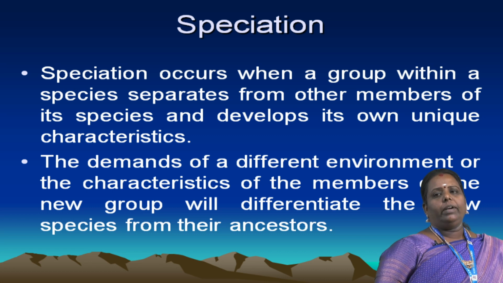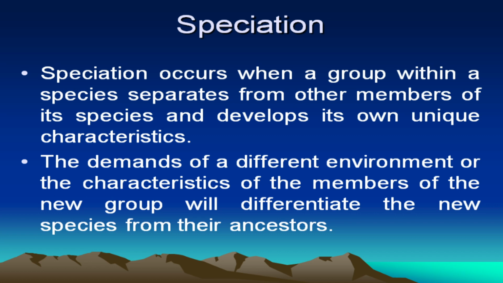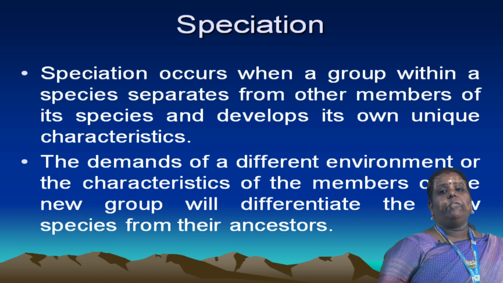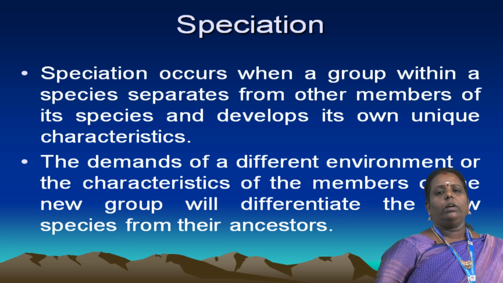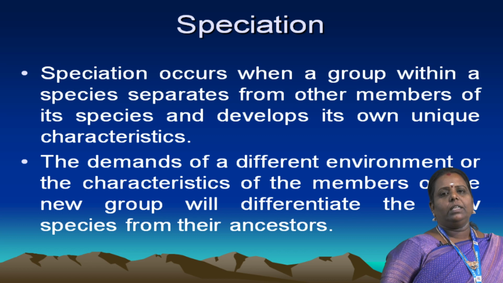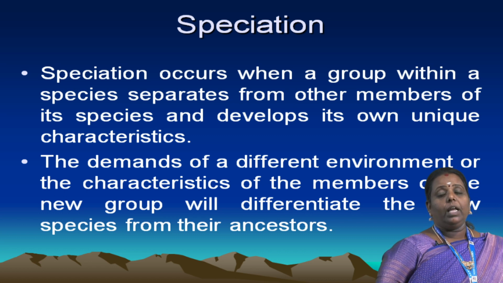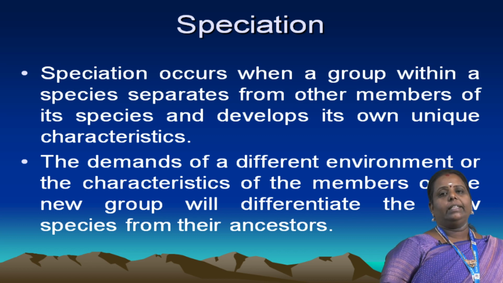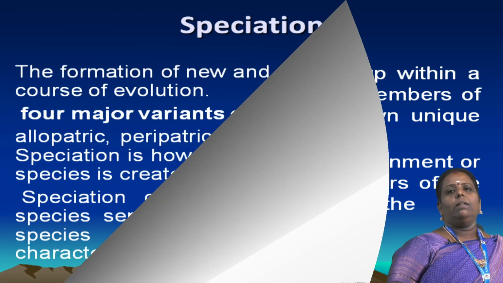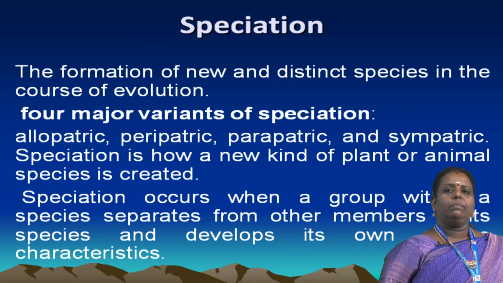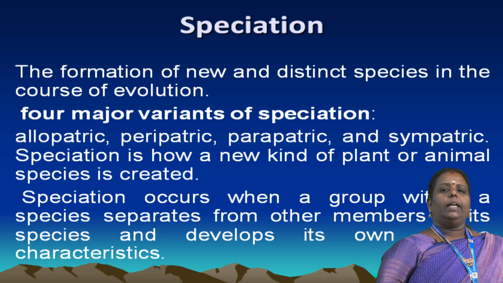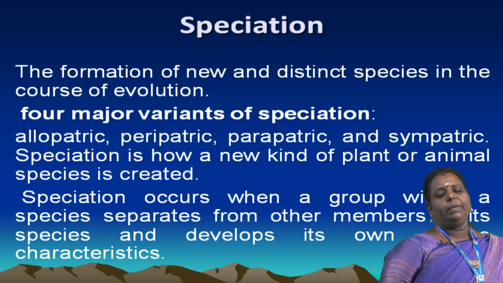The demand of different environments or characteristics of the members also leads to the formation of new groups and differentiates new species from the ancestor. Not any one of the animals suddenly forms; it comes from an ancestor. That is called speciation, the formation of new distinct species, and it has variants.